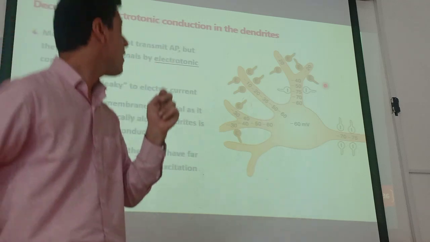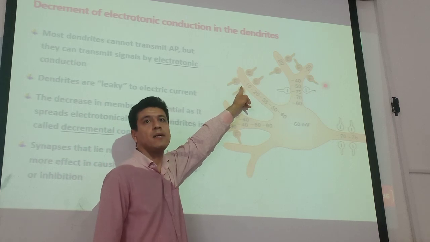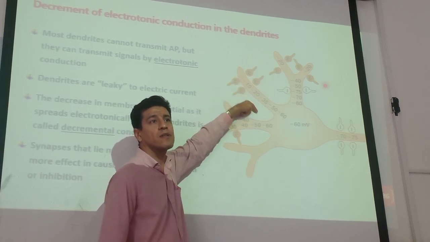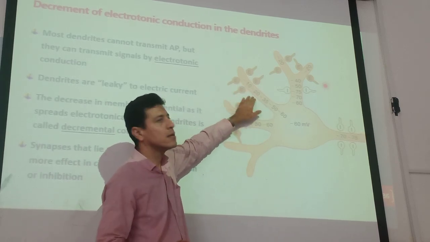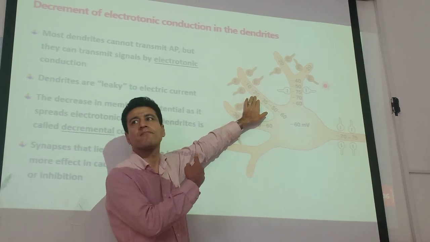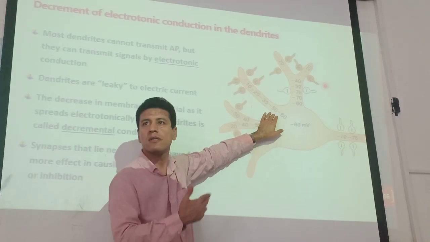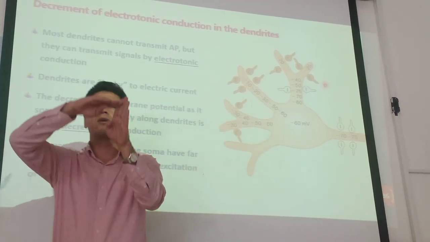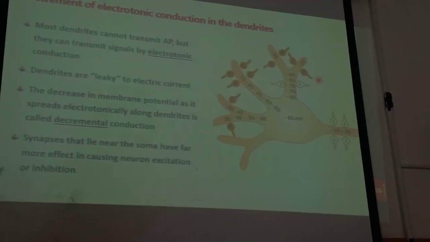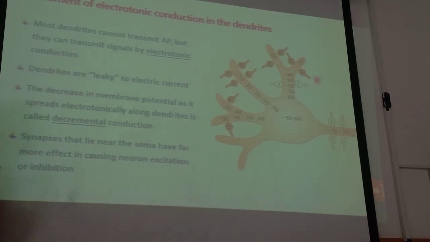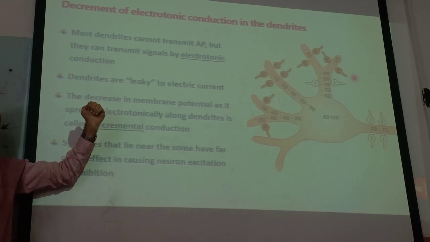So that's why we have an EPSP of plus 50 here, but as it goes toward the soma, it decreases gradually. Now here it's plus 40, then 35, and so on. So we have a decrease of potential as the potential goes toward the soma and axon. So we call this decremental conduction.